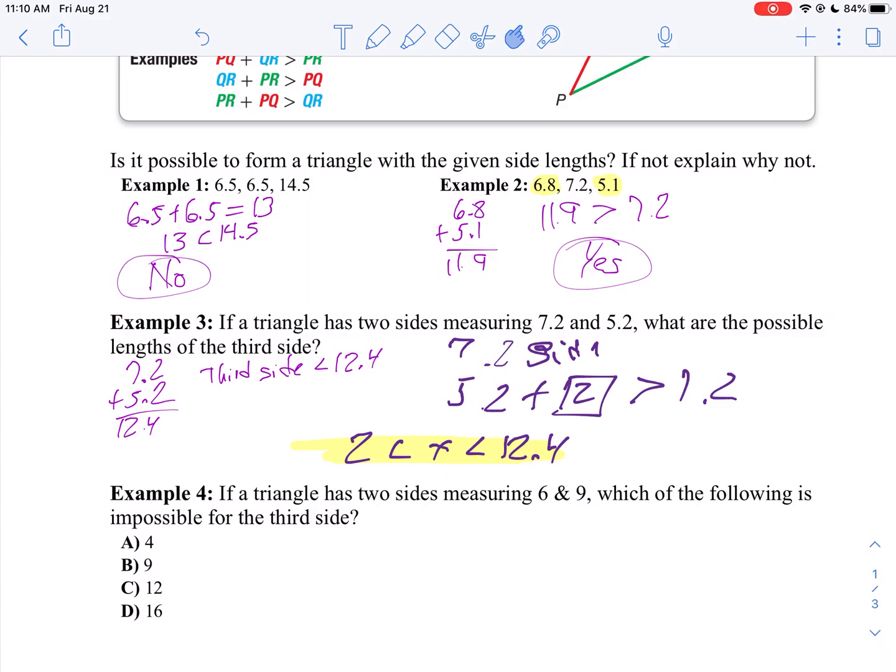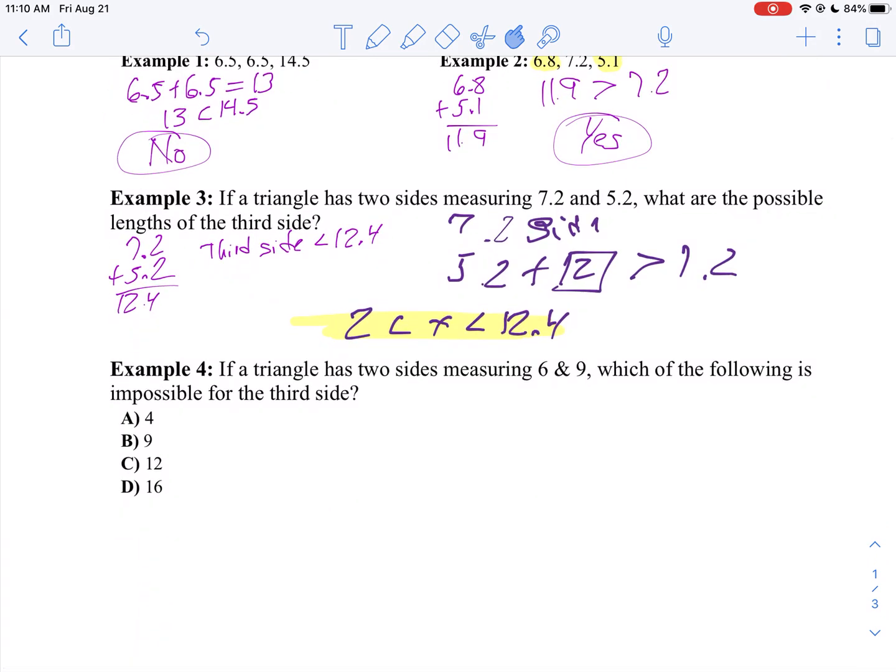Now, example 4 is a multiple choice. So let's pause the video, see if you can do this problem by yourself, then come back and check. I've got two side lengths of 6 and 9. So I'm going to do exactly what I just told you in example 3. The smallest side is going to be 9 minus 6, which would be 3. It can't be 3, remember. The biggest side is 9 plus 6, which is going to be 15. So my third side has to be between 3 and 15.